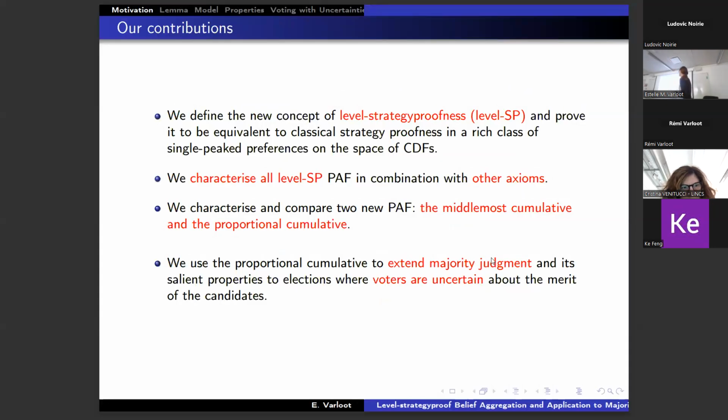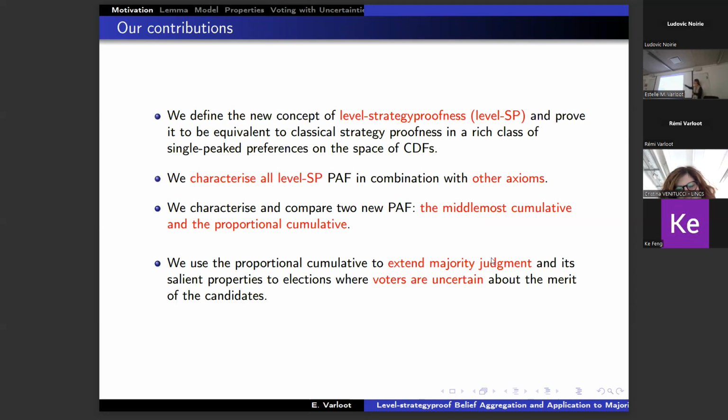So first thing is basically we're going to define what is level-strategyproofness, which is going to be strategyproofness on distances in the cumulative space. Then we're going to be characterizing level-strategyproofness with several different axioms that are pretty intuitive things that you would expect to find, and see how the set of methods we obtain is smaller but more intuitive methods you're more likely to use.